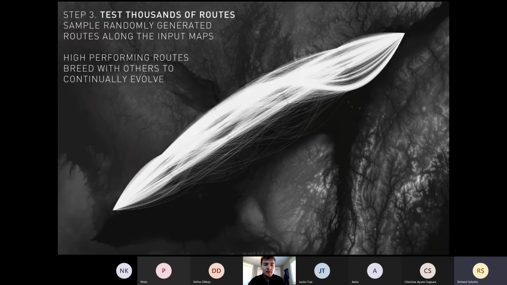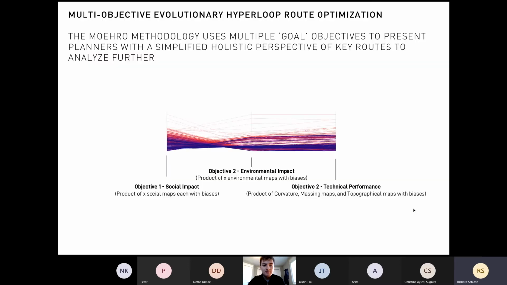Step 3, test thousands of routes. What I've done here is sampled thousands of variations of a single route between Toronto and Quebec City. The highest performing routes breed with others to continually evolve. So you might ask, how would you quantify the performance of different routes? This is multi-objective evolutionary Hyperloop route optimization, or the Morrow methodology, which uses multiple goal objectives to present planners with a simplified, holistic perspective of key routes to analyze further.